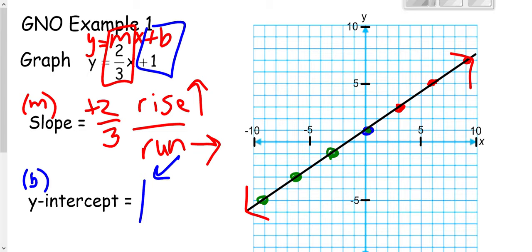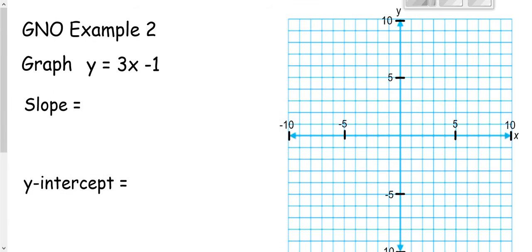Let's try another one. So again, the first thing we have to do is identify the slope and the y-intercept. What is the equation we want to use to help us identify that? It's slope-intercept form, y equals mx plus b. Which variable, m or b, stands for the slope? M. So what is our slope? It's 3. And what is our y-intercept?